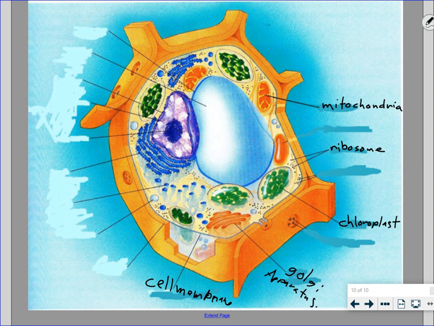It controls endocytosis and exocytosis. Okay, that's movement into and out of the cell, right? Because not everything gets across.